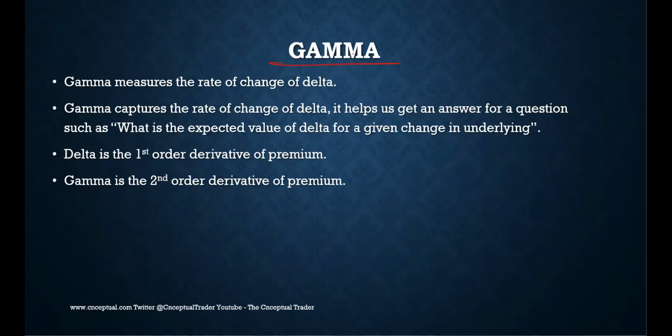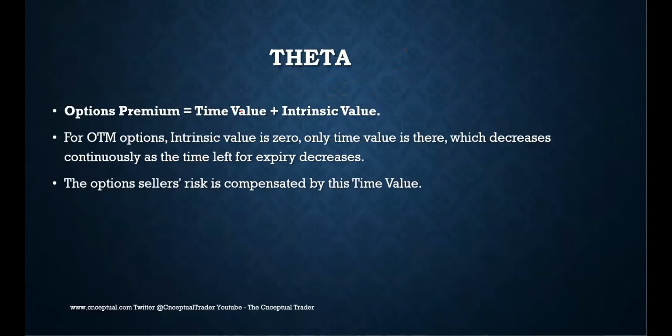Now, let's see the other Greeks. We have gamma. Gamma is the rate of change of delta. It is the second order derivative. It answers the question, what is the expected value of delta for a given change in underlying? Because when the underlying changes, delta will also change, and how much delta will change is denoted by the gamma.